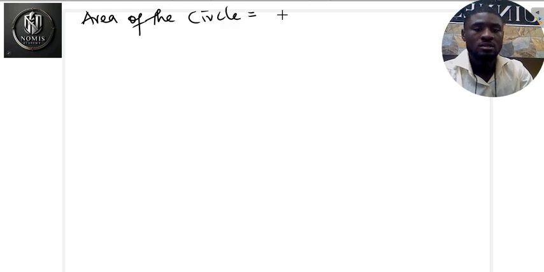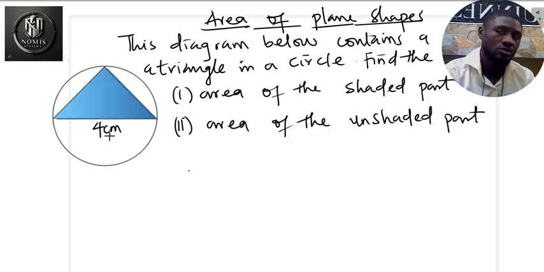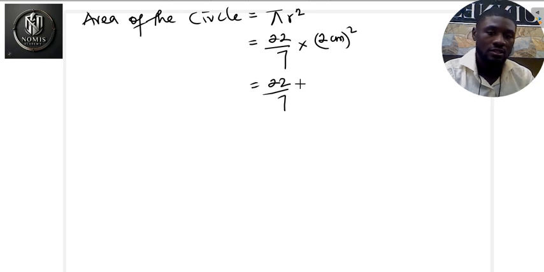Area of the circle, remember, is pi r squared. Pi is 22 over 7. What about the radius? Remember what we were able to get for the radius. Radius is half of the diameter. And since this stands for the diameter, that means the radius is 2 centimeter. So the radius is 2 centimeter, squared. That gives us 22 over 7 multiplied by 4 centimeter squared over 1.